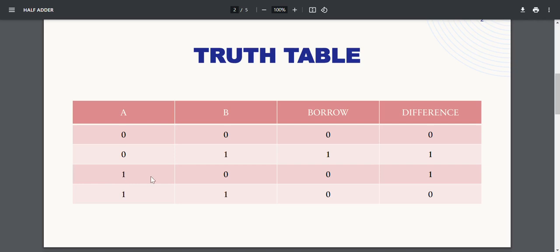So borrow is also 1 and difference is also 1. Then 1 minus 0, so we did not borrow any bit, so borrow is 0 and 1 minus 0 gives us difference as 0. Then 1 minus 1, so again we did not borrow any bit, so borrow remains 0 and 1 minus 1 gives us difference as 0. So if you take a closer look at the difference, your difference represents the XOR gate, and borrow is only high when A is 0 and B is 1.